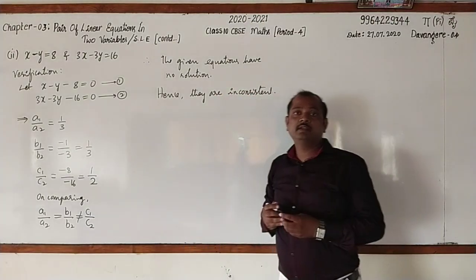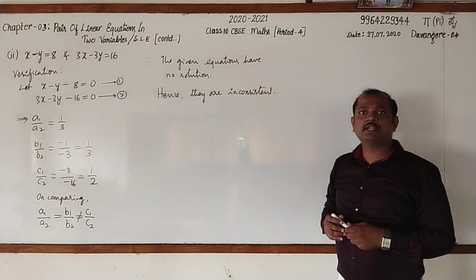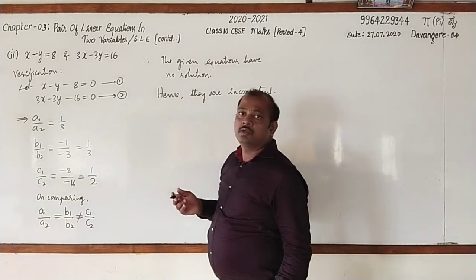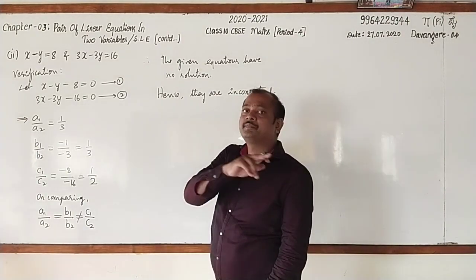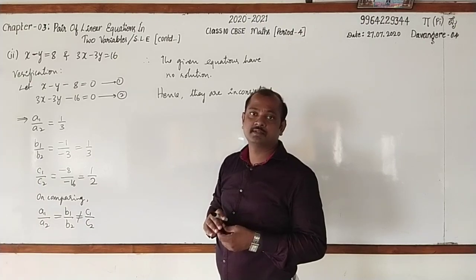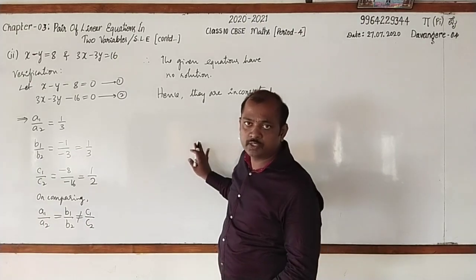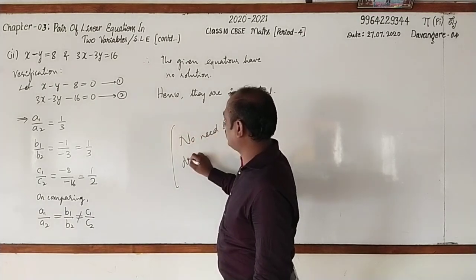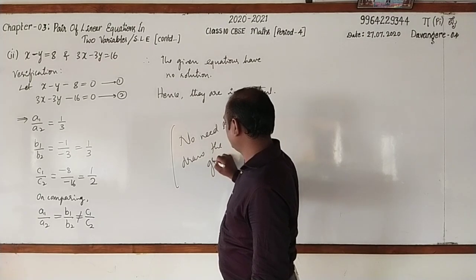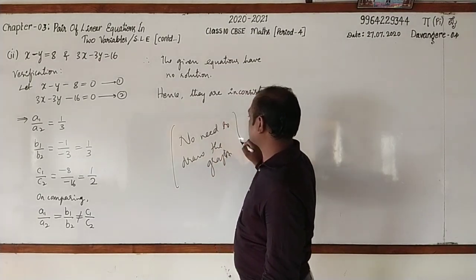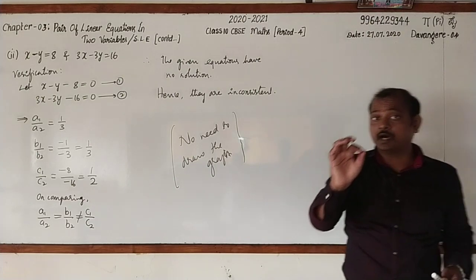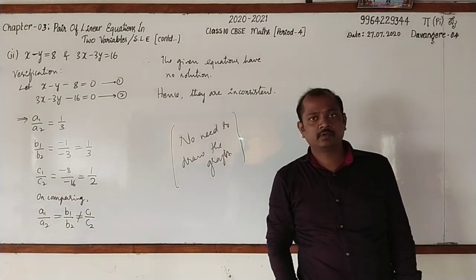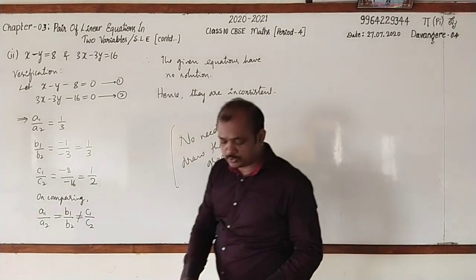If they are inconsistent, is it necessary to draw the graph? No. Because the graph is not obtained, that means you will get parallel lines. Clear? Here, no need to draw the graph. Why? Because in the question it has been clearly mentioned that if they are consistent, then only we have to go for drawing the graph. Understood? Now we will move on to the third one.